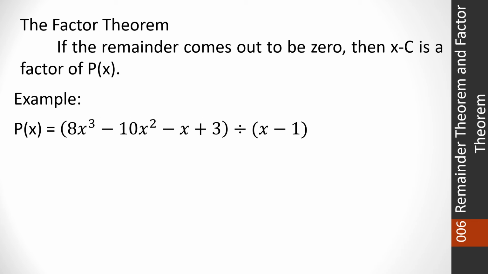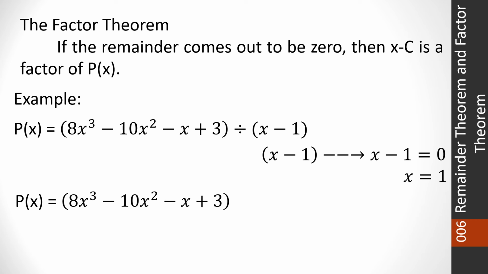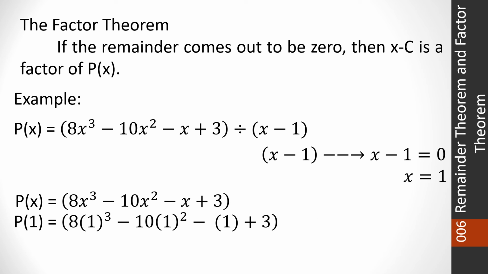We have p of x, which is 8x cubed minus 10x squared minus x plus 3 divided by x minus 1. Similar process, let us equate x minus 1 to 0. And apply APE. That's why we have x equals to 1 here. Okay? Then, since we have x equals 1, we can now substitute it to the given polynomial. Okay? So, we have p of x equals to 8x cubed minus 10x squared minus x plus 3. Substitute 1 to all the variable x from the given. So, we have p of 1 equals to 8 multiplied to the cube of 1 minus 10 multiplied to the square of 1 minus 1 plus 3.